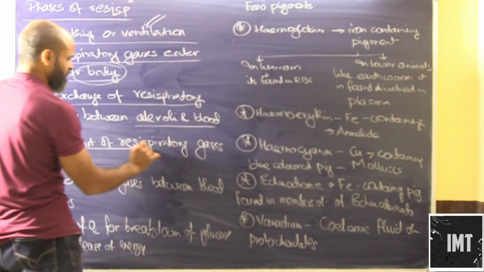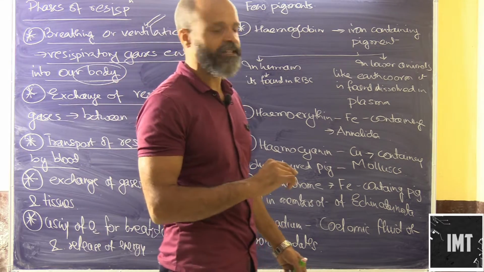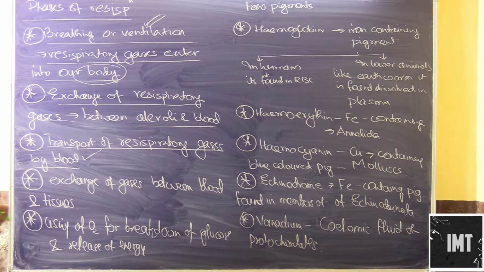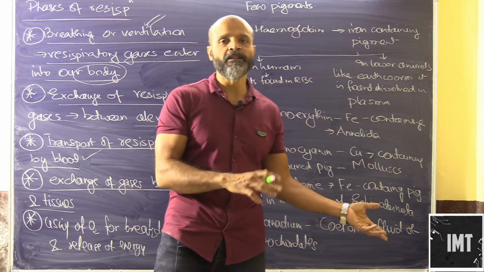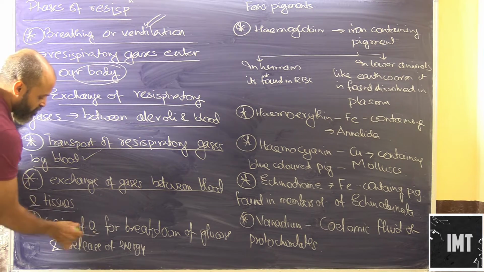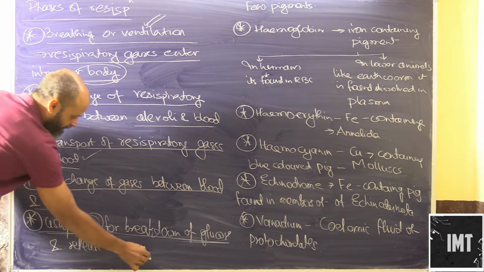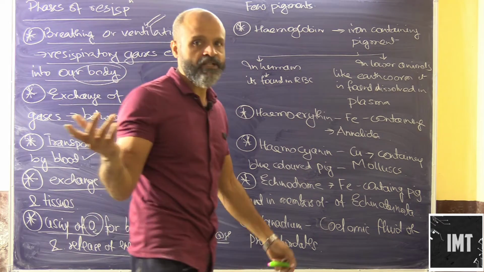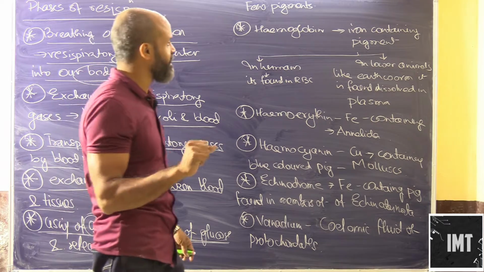And then we have transport of respiratory gases by blood. So the blood transports the respiratory gases. Then there is exchange of gases between the blood and the tissues. And then finally, using oxygen for breaking down glucose, and finally release of energy. These are the steps of aerobic respiration in particular, because here we are using oxygen. So this will be the exact process of aerobic respiration.